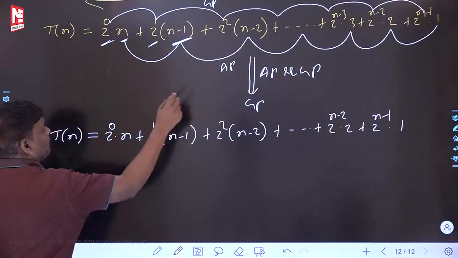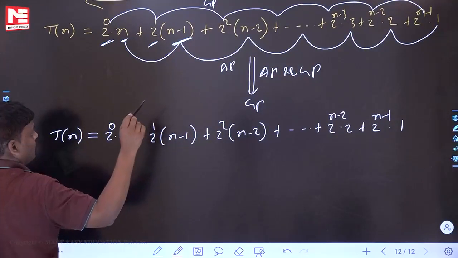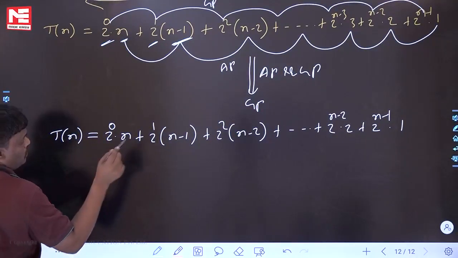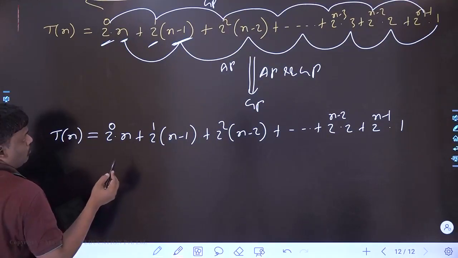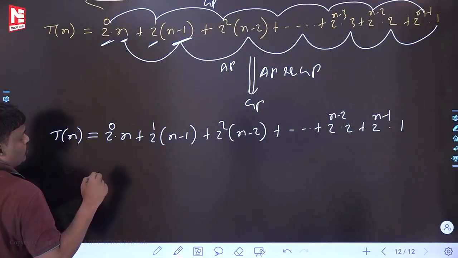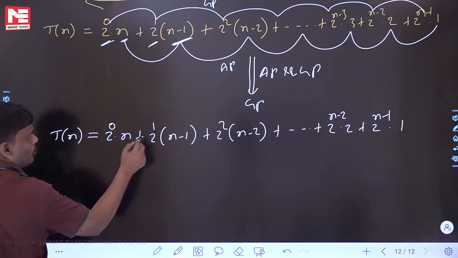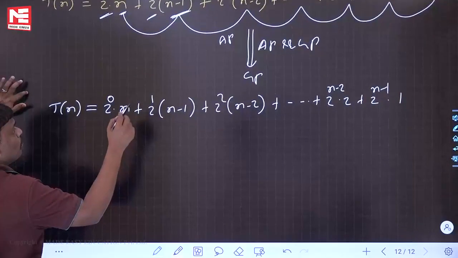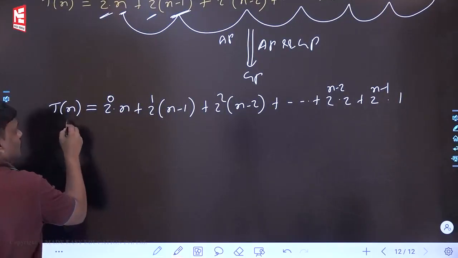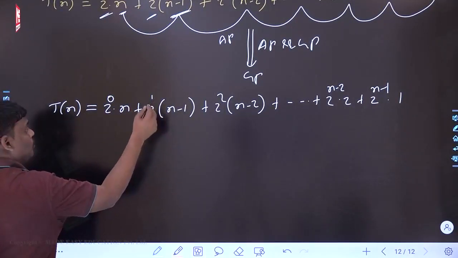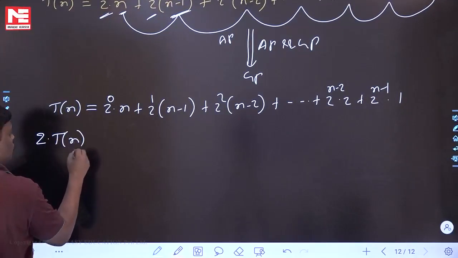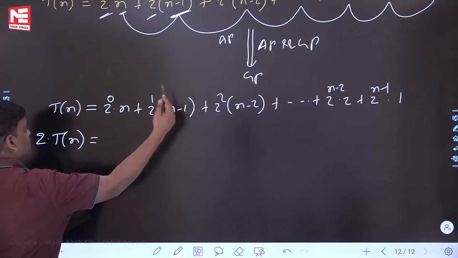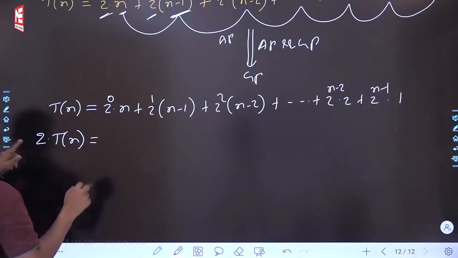Now, APGP into GP, how? In the GP series, what is the R value? How to get the R value? Second term by first term: 2 power 1 by 2 power 0 is 2 power 1, 2 square by 2 power 1 is 2. So the R value in the GP is 2. Multiply the total Tn by the R value, 2. Multiply the whole series by 2.